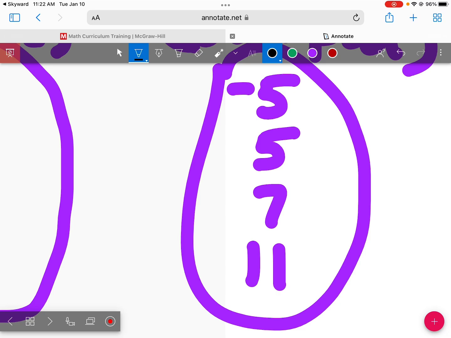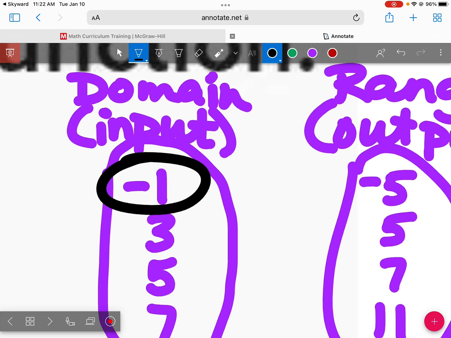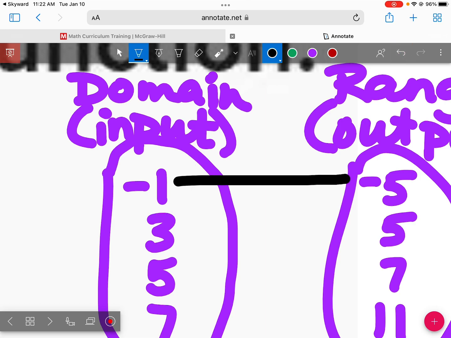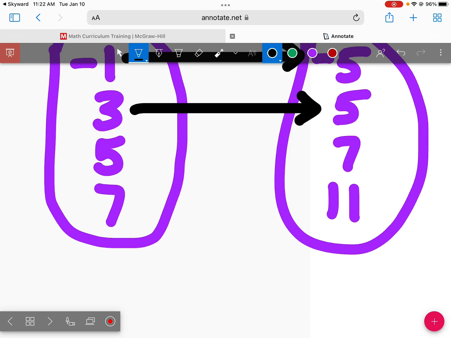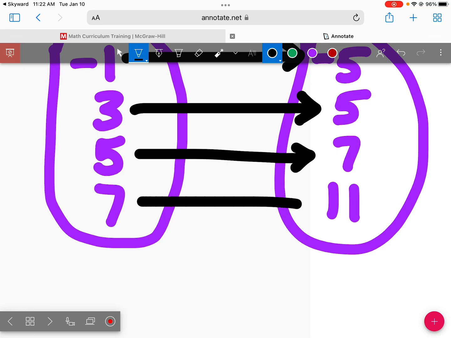This thing that I've drawn out over here is called a relation map. I put all my domain pieces in one bubble. I put all my range pieces in another bubble. And then I'm going to use arrows to show which piece of the domain goes with which part of the range. So I want to draw an arrow from -1 to what number? -5. From 3 to what? From 3 to 5. From 5 to 7. And from 7 to 11.